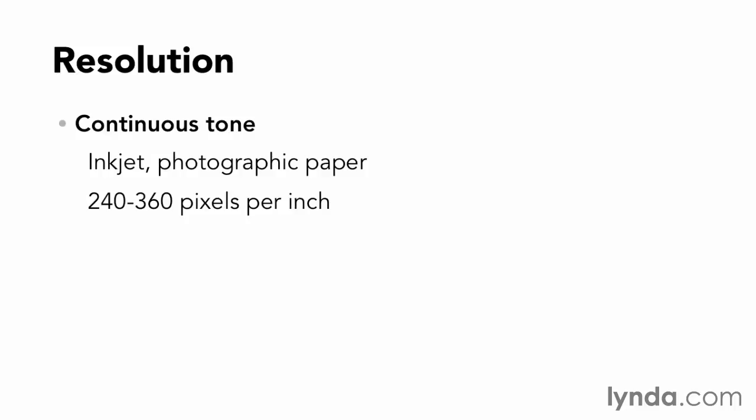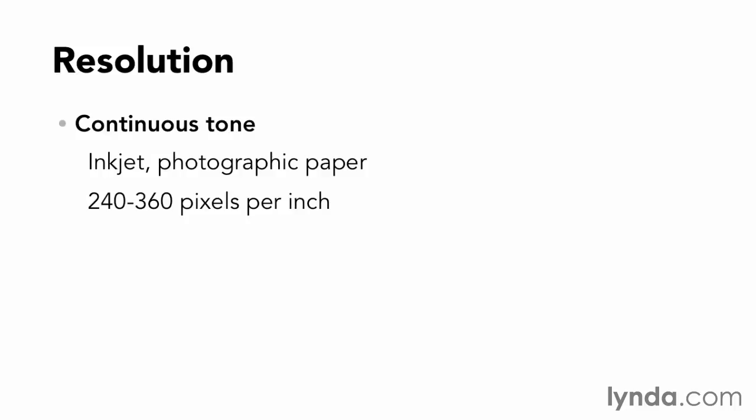So another example of continuous tone would be printing to photographic paper. For example, if you're a photographer, you might be sending images to a lab to have them printed. In this case, you simply need to ask the lab what resolution they want the file to be, because they're going to know the optimal resolution for their printer. It's been my experience that they typically want 300 pixels per inch, but I would definitely work with them to see what they recommend.